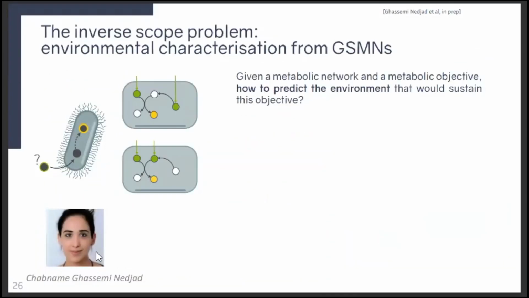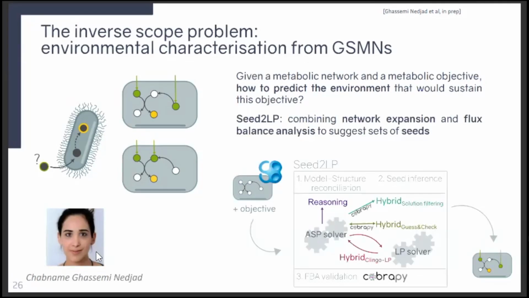And one of these problems is the work of Shabnam Ghesseminejad that was interested in the inverse scope problem. So what I showed you before is how to predict what is reachable in the metabolic network from the environment. The inverse problem is, given a metabolic network and a metabolic behavior, a subnetwork that is activated, what would be the inputs? So the purpose here is, for instance, to help culturing some microbes that we struggle to culture in the lab. So ShamLab developed a tool, Seed2LP, that from a metabolic network will provide you with a set of seeds of metabolites that would be needed in order to ensure the producibility of targeted compounds.